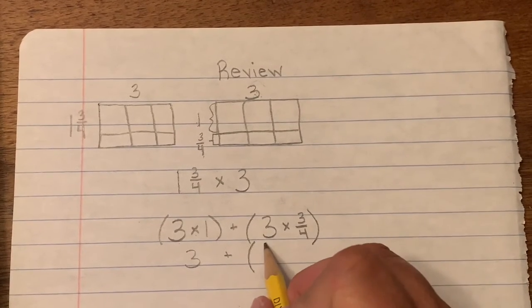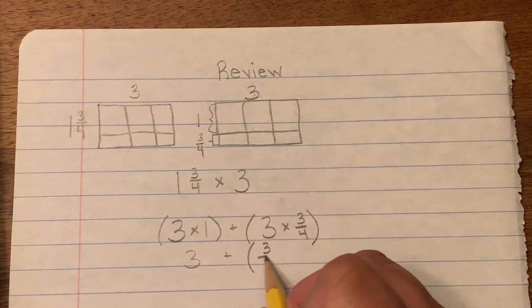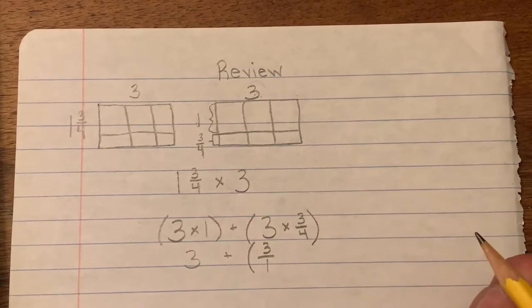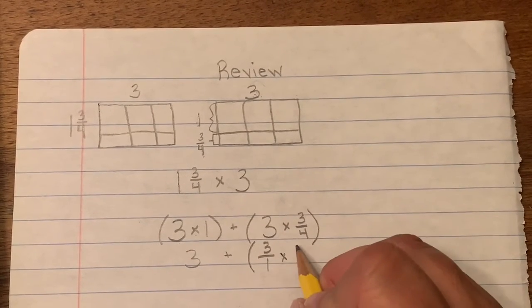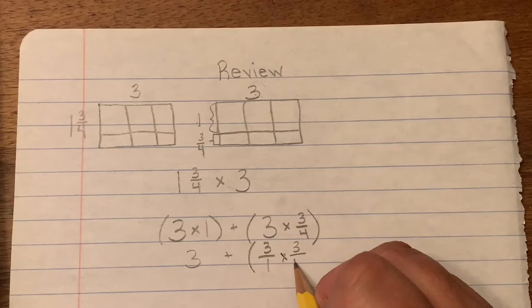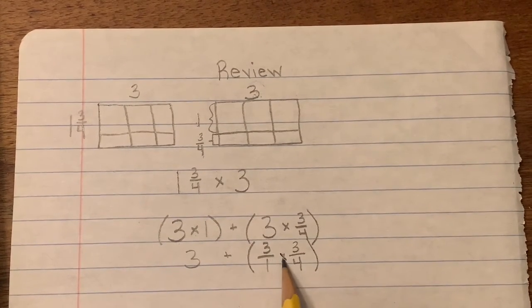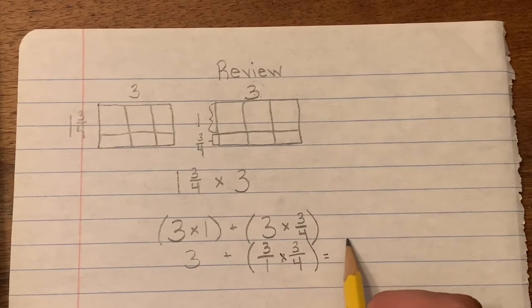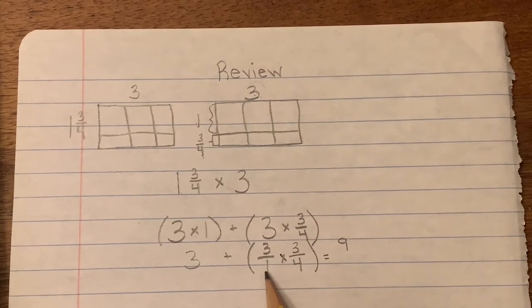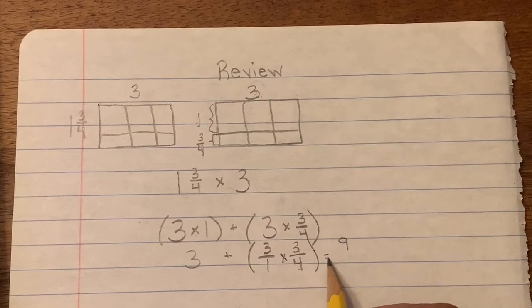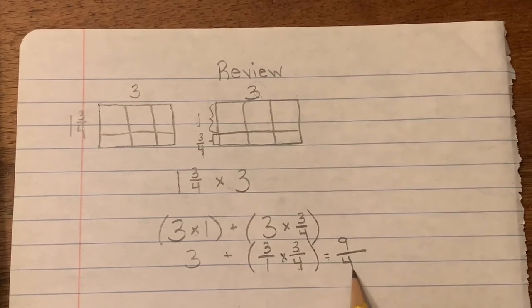As a fraction, it's 3/1 times 3/4. So 3 times 3 equals 9, and 1 times 4 equals 4.